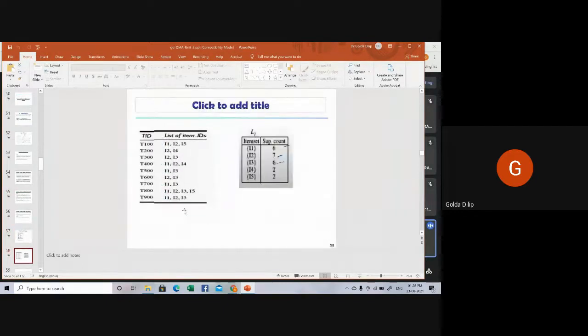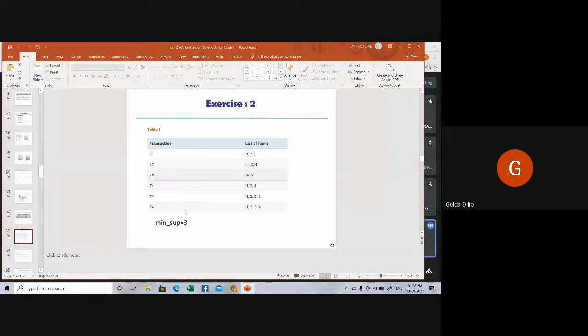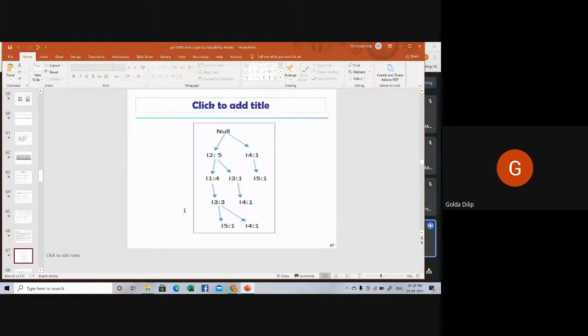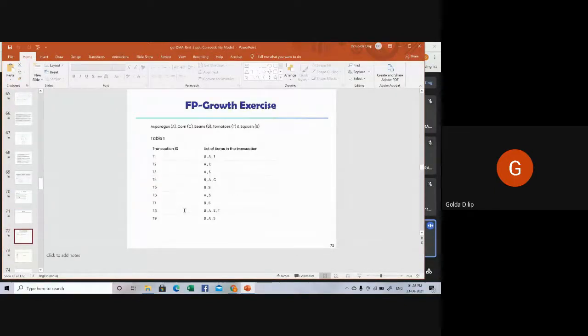This is the problem we discussed, I mean, we worked out in the previous class. This is your FP tree, your conditional pattern base, and this was the exercise we did. So in today's class, you do this exercise. When I take attendance, I want all of you to be doing this exercise. Hope all of you are listening. Now let me take the attendance.